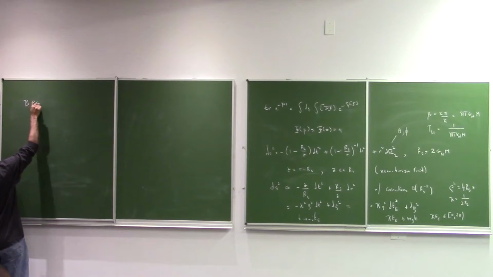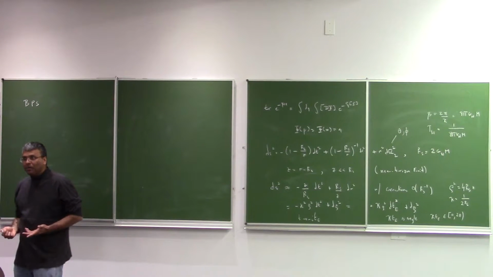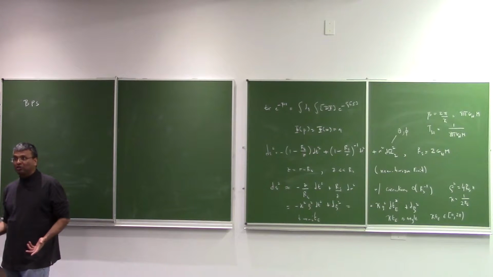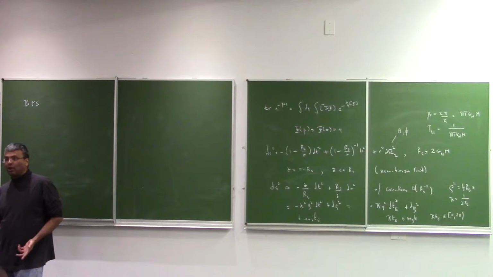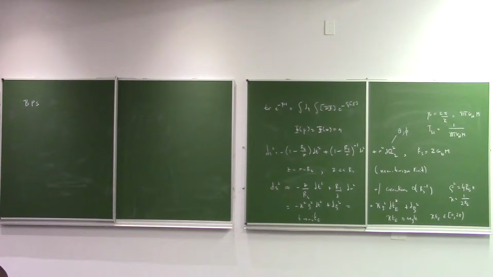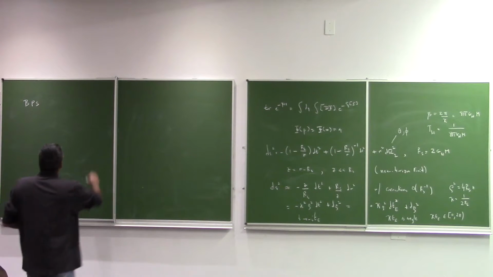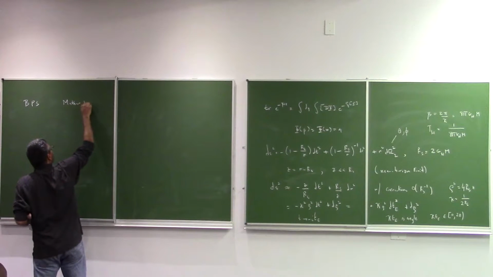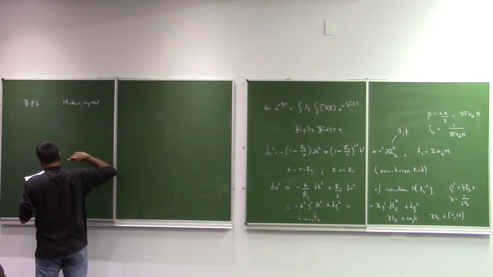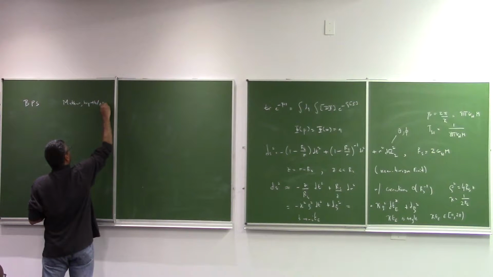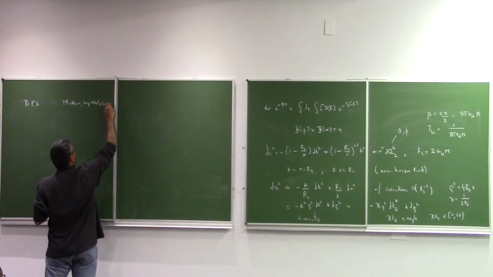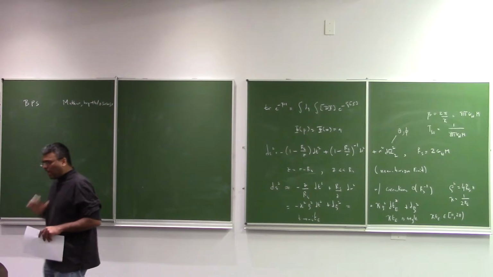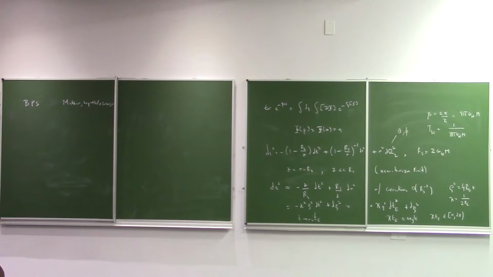BPS states saturate some inequality. As a result, they're extremal solutions. They don't decay. Their temperature is 0, in other words. So my discussion here is going to be based on a review article by Samir Mathur, arXiv 0502050. I'm going to look at various charged black holes in string theory, and I'm going to try to interpret what their statistical mechanics might be.